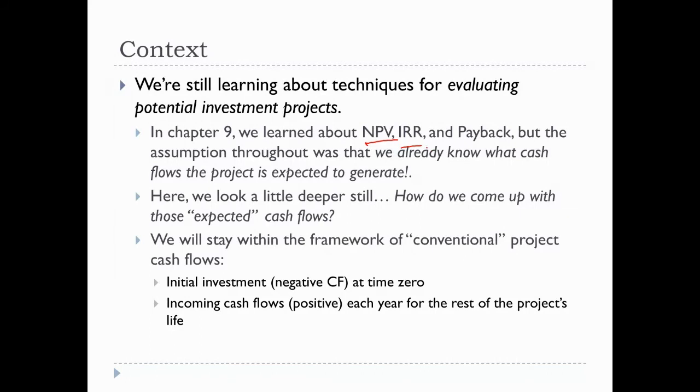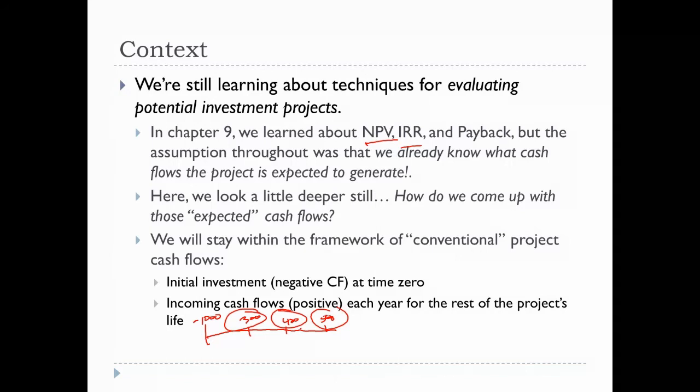But we assumed throughout that we already knew what the cash flows were that the project was expected to generate. We would start a problem in that chapter with knowing that a particular project would have an initial cost of $1,000 and generate cash flows of 300, 400, and 500 over the next 3 years. And that's great. Knowing how to make a decision on the basis of that is important, but it's also important to be able to know where these values came from. How did we estimate these expected future cash flows?